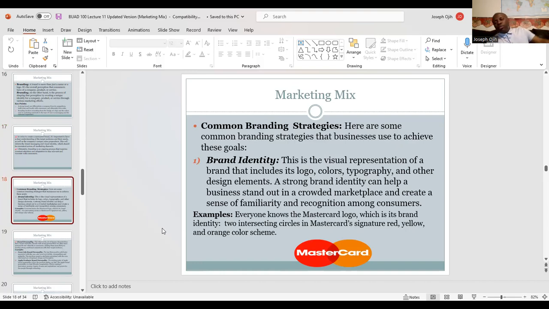No. Okay, good. Now we'll look at the branding strategies. A few of the branding strategies. Well, the best one is brand identity. When we say brand identity, we are referring to the visual representation of a brand. Things like logo, color, typography, and design elements. With brand identity, a business can stand out in a crowded marketplace and create a sense of familiarity.